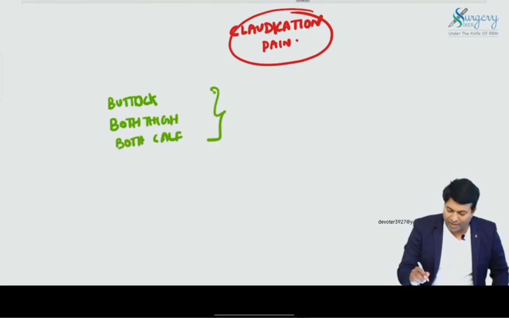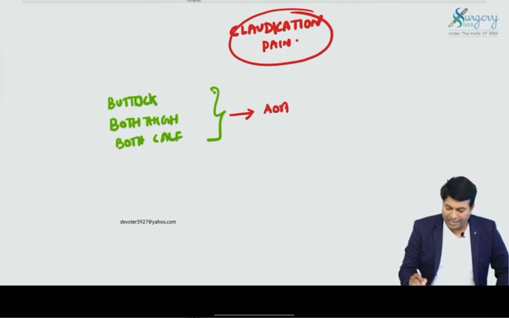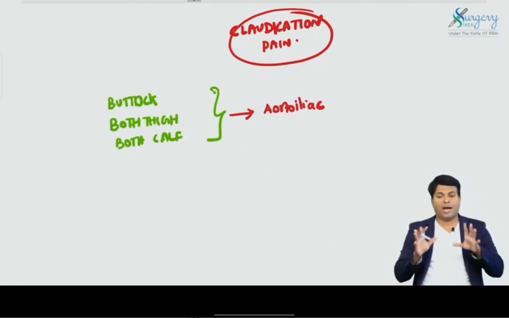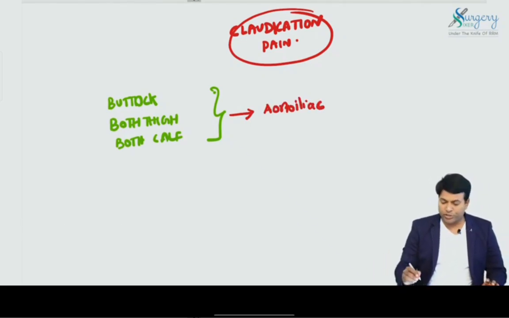So buttock, both thigh and calf. So the occlusion is where? The occlusion is aortoiliac occlusion. The occlusion is involving the aorta and bilateral iliac vessels. So bilateral thigh and calf, the occlusion is aortoiliac occlusion.